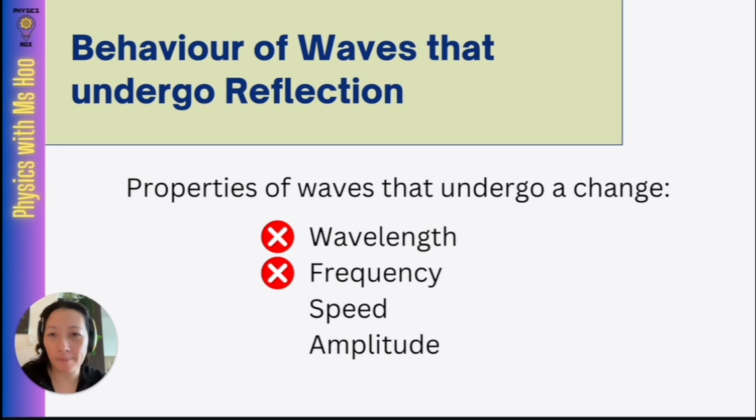Now, for speed. A lot of students always assume that waves will slow down when they undergo reflection. But as we saw in the animation just now, the speed does not change. The reason why a lot of students think that the speed would change is because when they look at objects in real life, for example, a ball that bounces off the wall, they think, oh, it's lost energy, so it will reduce speed.